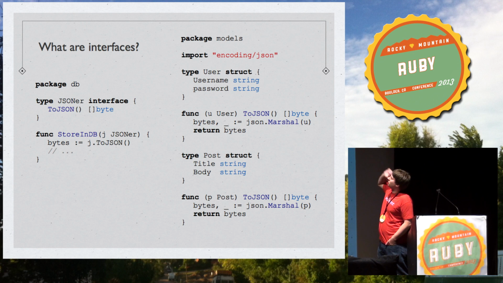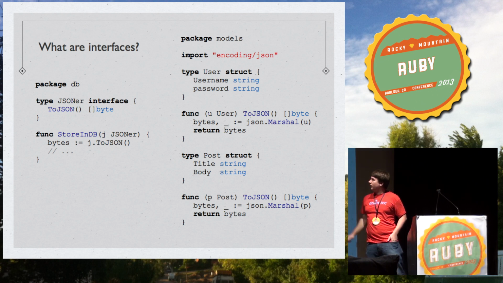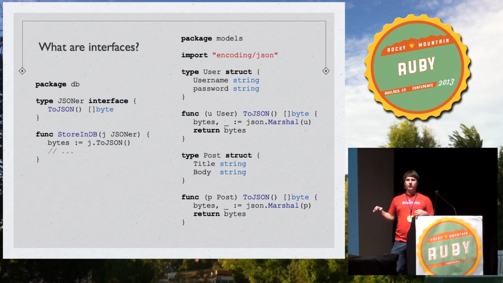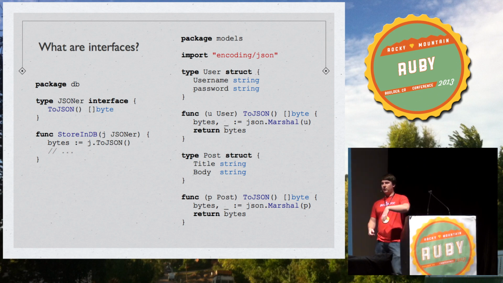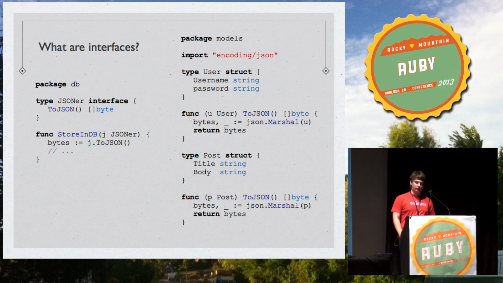And then in some other package or models, we have users and posts, because we're doing blogging or something. And both of these things implement toJSON, which means that in my store in DB function over there, I can actually pass in whatever, either users or posts, and the compiler can tell, oh, you've implemented this interface, has this method, you can definitely call this method safely inside that function.